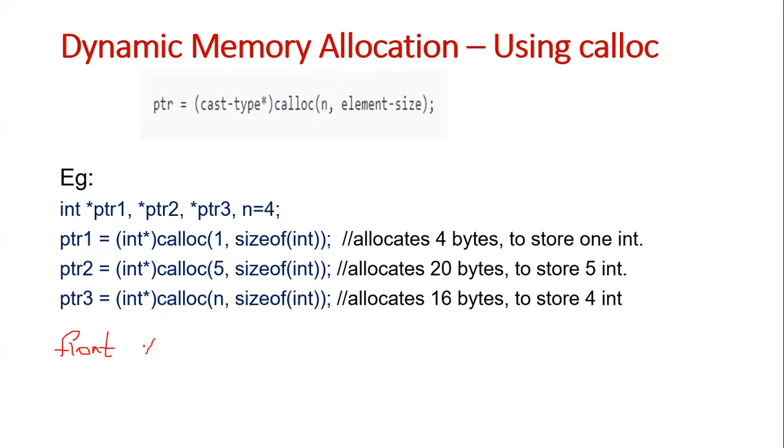Store ptr4. Now, how will you write the code to dynamically allocate memory for storing 5 floating point values? You should dynamically allocate memory where 5 floating point values can be stored. So this you can try as a small assessment. You try. What will you write?